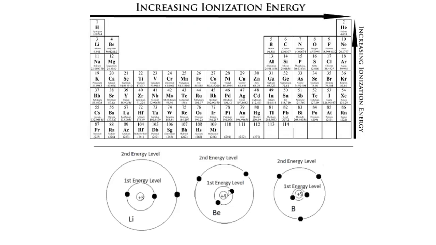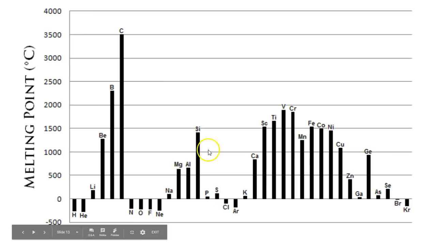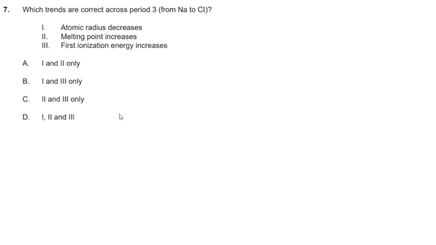The next one, melting point increases. So what it'll do is it'll increase to carbon and then decrease to neon. So it goes up and then down. The reason carbon and silicon are so high, because remember they form those giant molecular structures. Okay, so that was melting point.